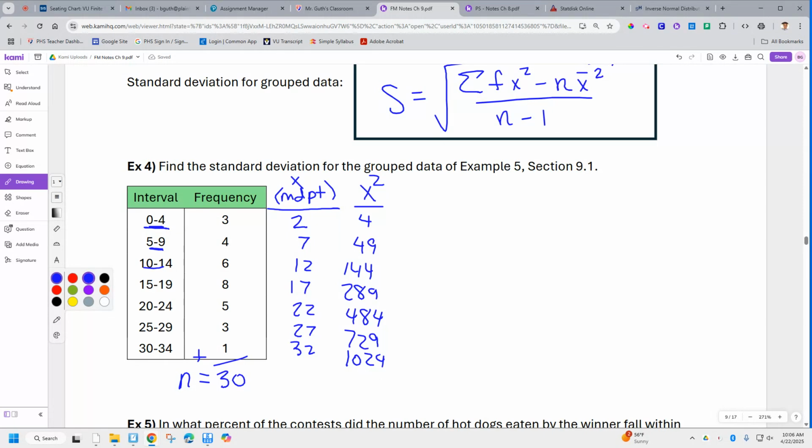But the formula says we're going to take the sum, the sigma of f times x squared. Well, this is f, and this is x squared. So we're going to need to multiply f times x squared. So new column, fx squared. If I multiply those two numbers, 3 times 4 is 12. Everybody see where that came from? F times x squared, 3 times 4. 4 times 49 is 196. These numbers are going to get kind of big.